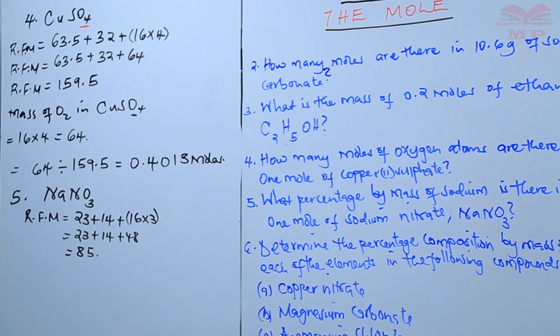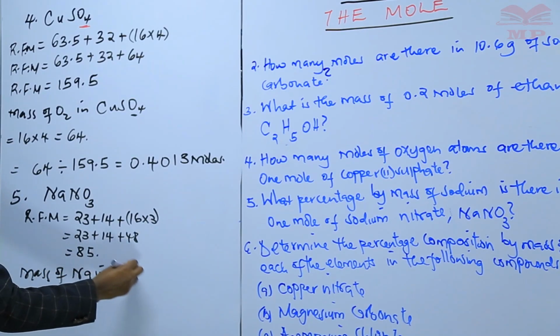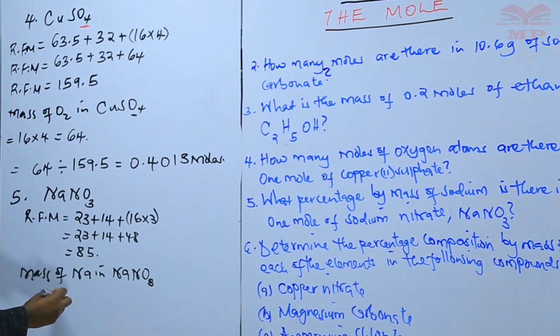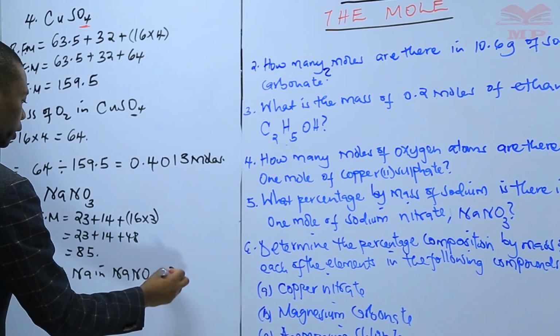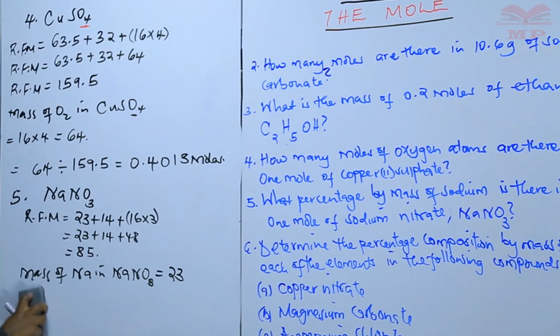And we are calculating the percentage by mass of sodium. And therefore, the mass of sodium in sodium nitrate is just 23. So to get the percentage of sodium, this will be 23, you divide by 85. 85 is the relative formula mass of sodium nitrate. And then you multiply by 100 to make it a percent.